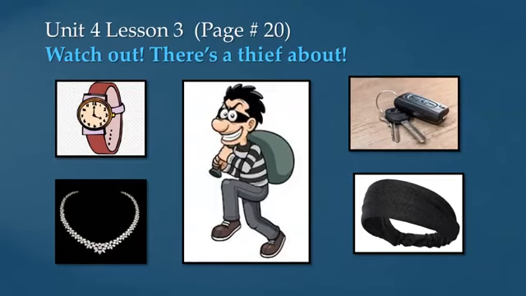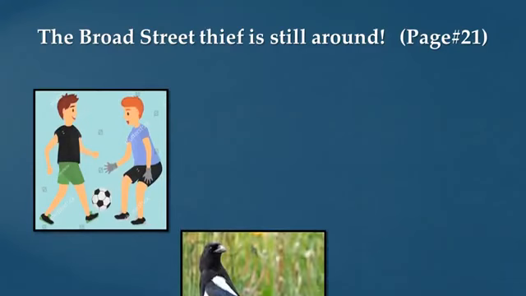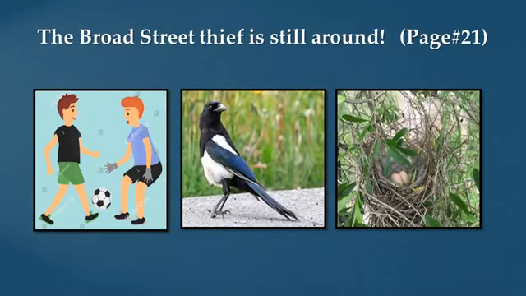Okay, now see page number 21, question number 4. Read the article. The Broad Street thief is still around. In these paragraphs, you'll see who the thief is. Police cannot catch him. Did he pay the bribe?